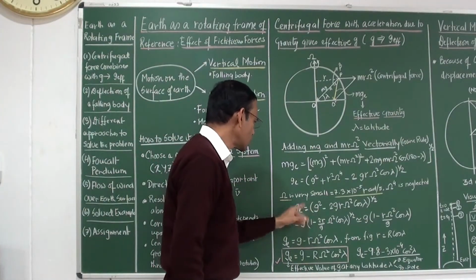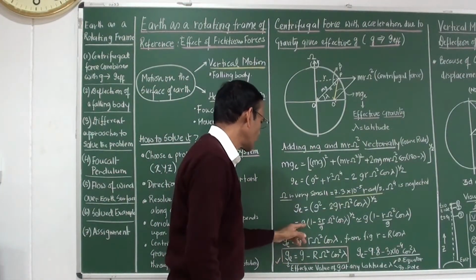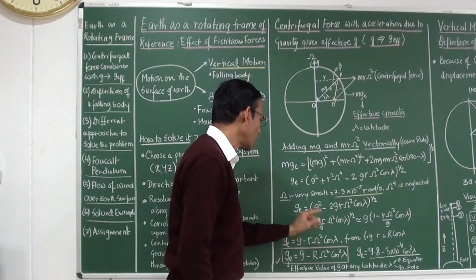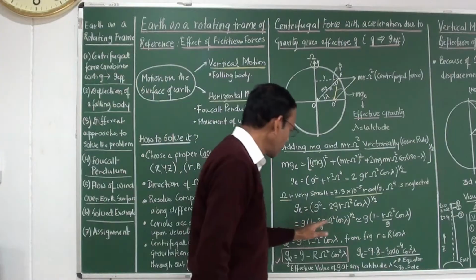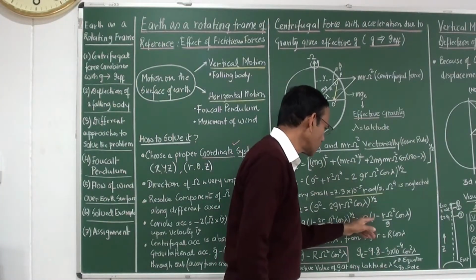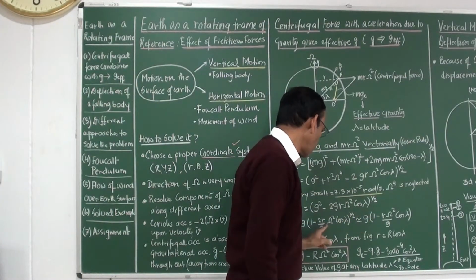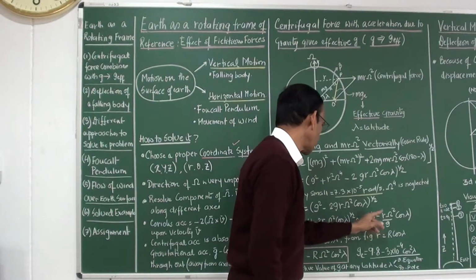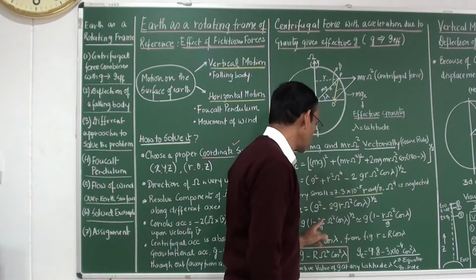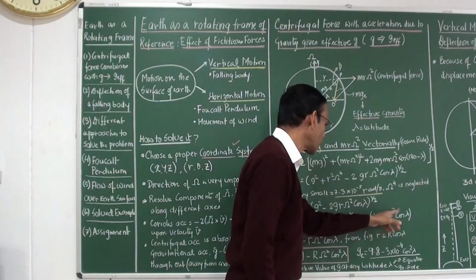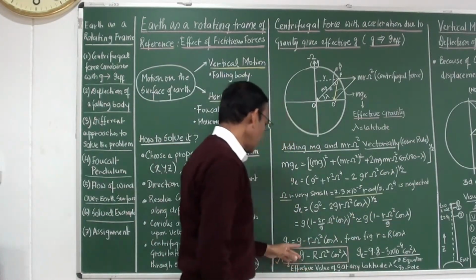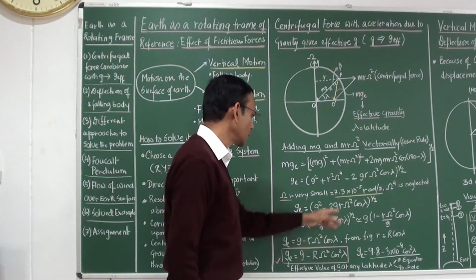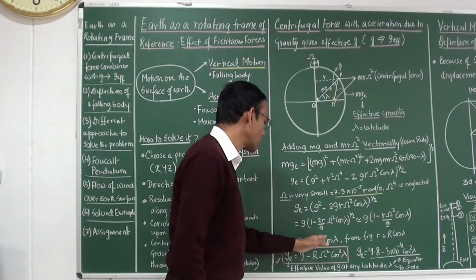Now I take g square common, so obviously it is half, so it is g times 1 minus 2r by g omega square cos lambda to the power of half. Make a binomial expansion of the first order, keep the first order, 1 plus nx, that is 1 minus half, 2 cancels out, r by g omega square cos lambda. You multiply by g and then you get g minus, g gets cancelled, r omega square cos lambda.